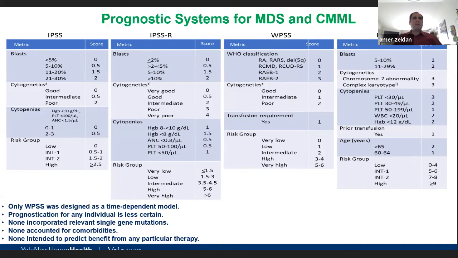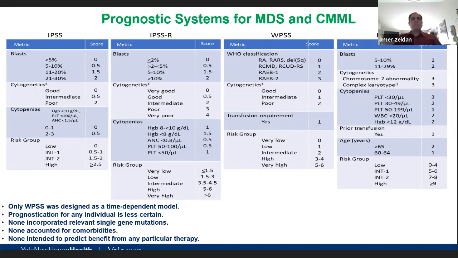This is a very busy slide. Again, here the intention is to show you how some of these scoring systems are calculated, such as the IPSS, the revised IPSS, the WPSS, and the MD Anderson classification. So in each one of those, you add the numbers together based on the blood counts, based on the number of blasts, and based on the cytogenetics, and then you come up with a score.